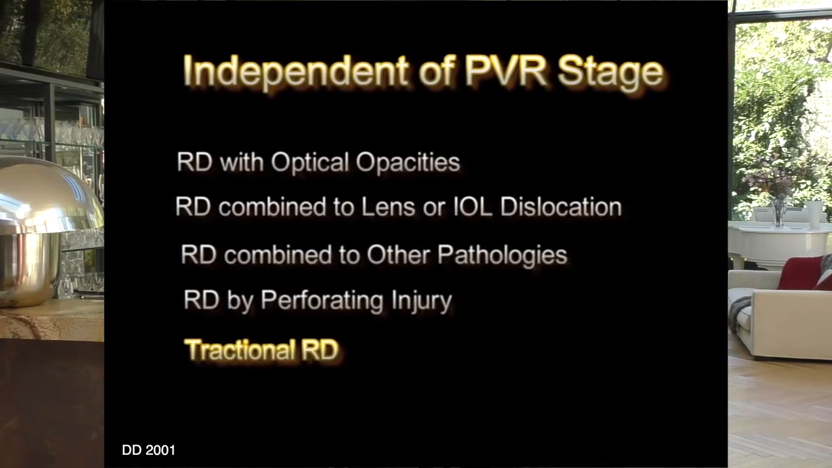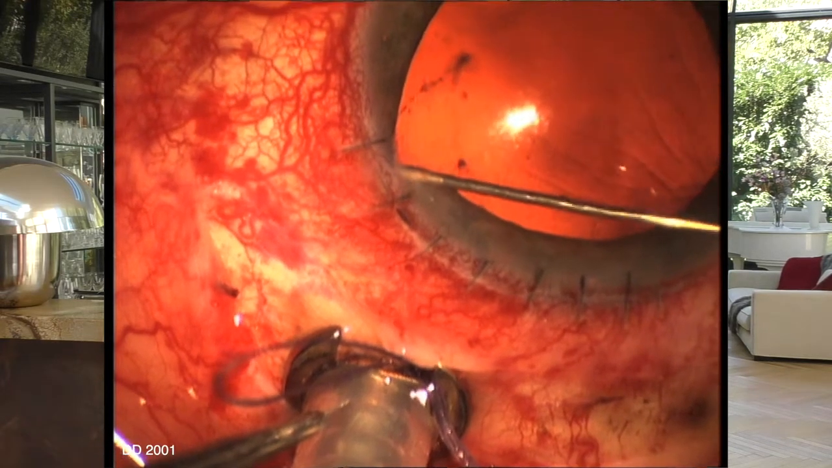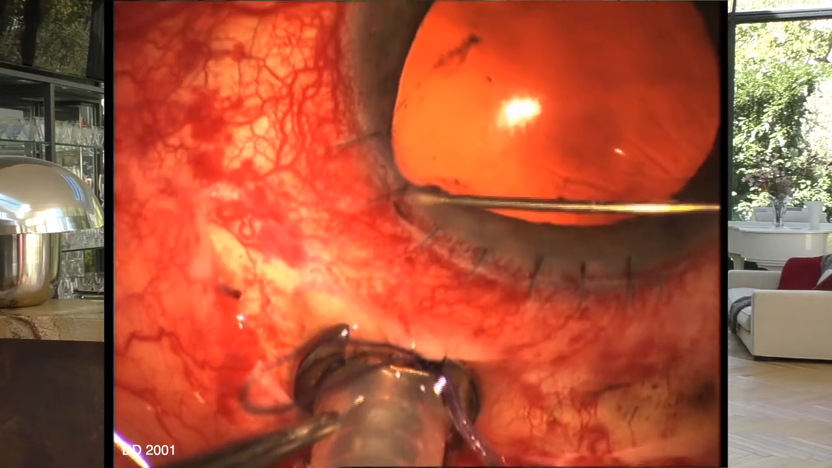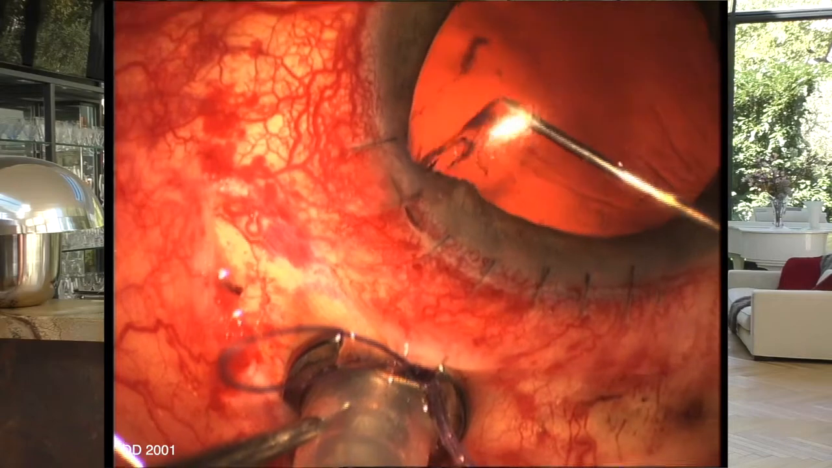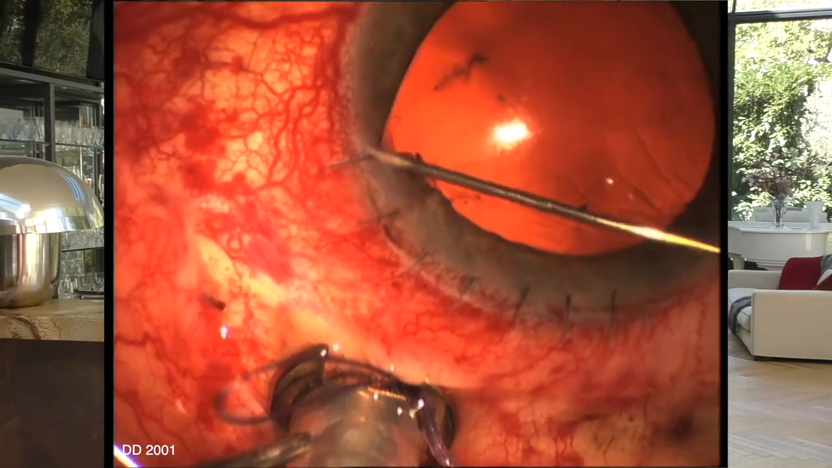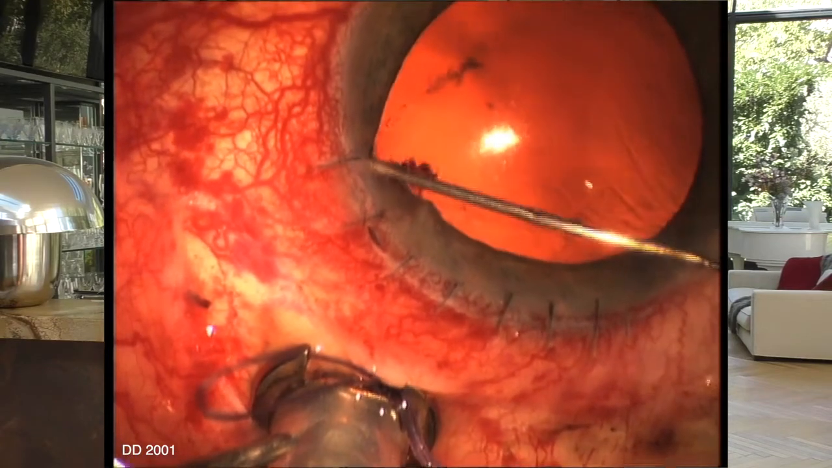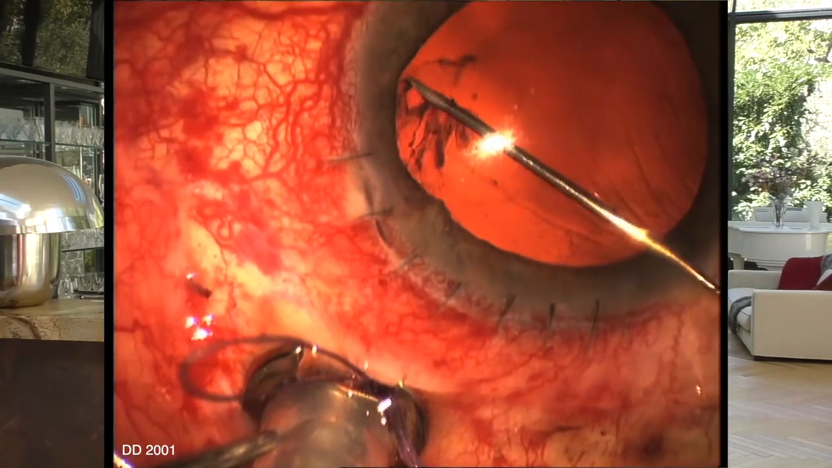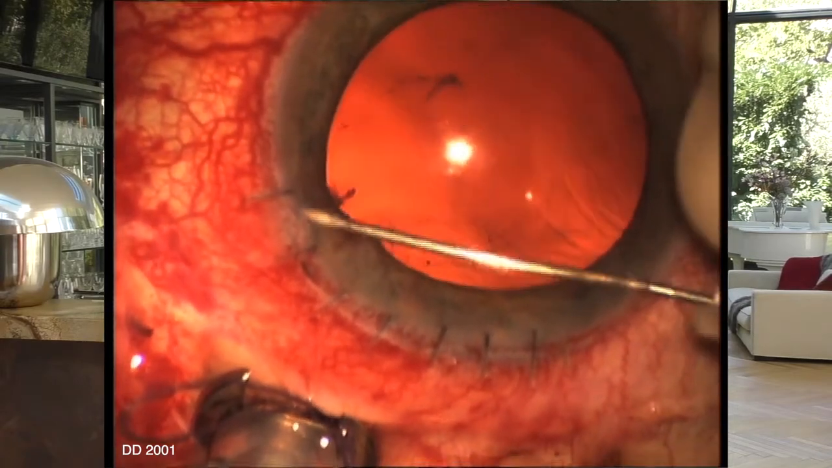At least with tractional RDs, one is able to distinguish between 3 types. First, there is RD caused by a vitreous incarceration after a complicated cataract extraction. The sectioning and removal of the vitreous traction during the complete vitrectomy will transform this tractional detachment into a simple detachment without traction. The therapeutic alternative is a simple buckling, releasing the vitreous traction. The choice will be made according to the traction's importance.